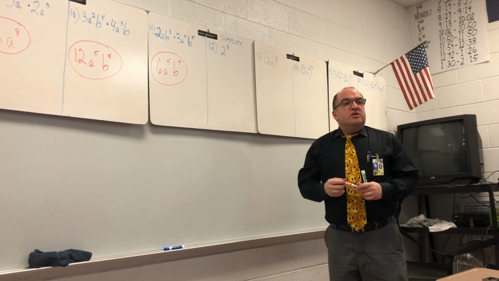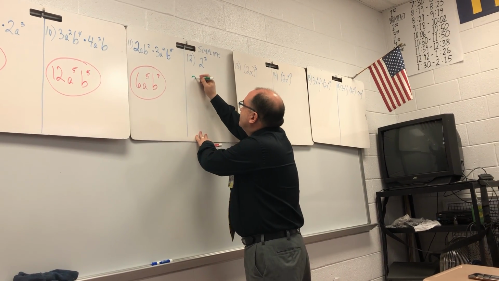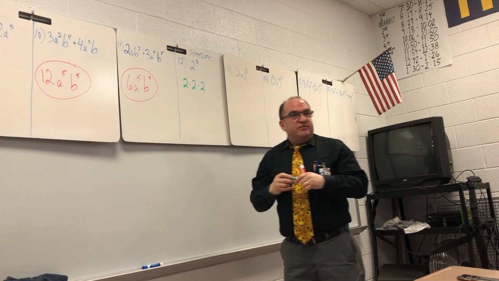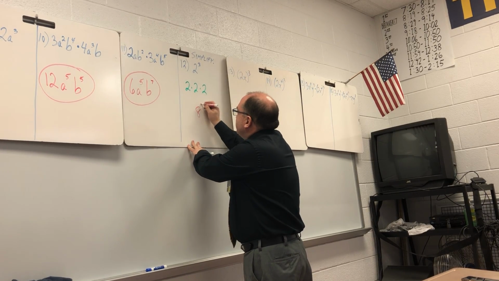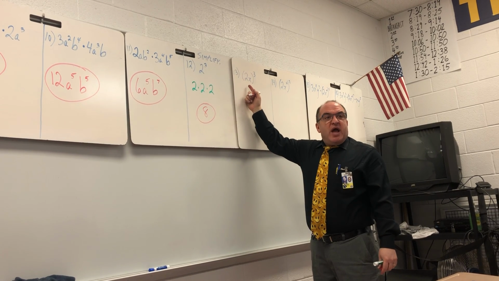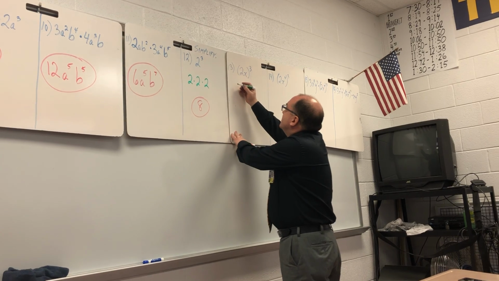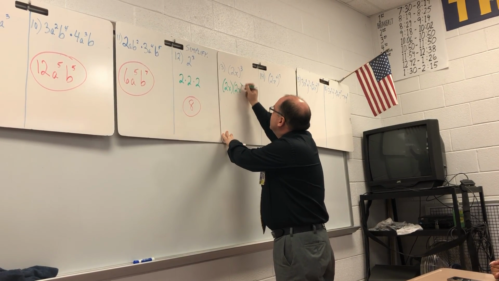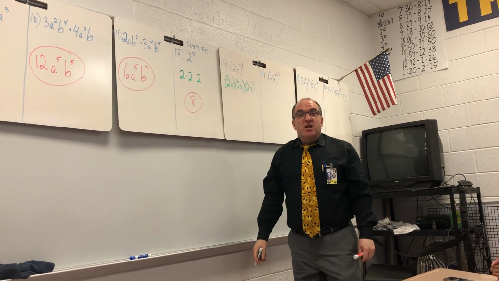Okay. 2 to the third power means 2 times 2 times 2, right? 2 times 2 is 4. 4 times 2 is 8. Right? Okay. But 2x to the third power, would you agree, is 2x times 2x times 2x, right? Does that make sense? Yeah.